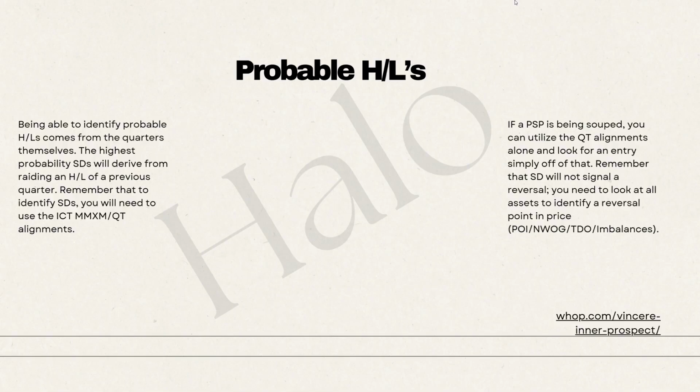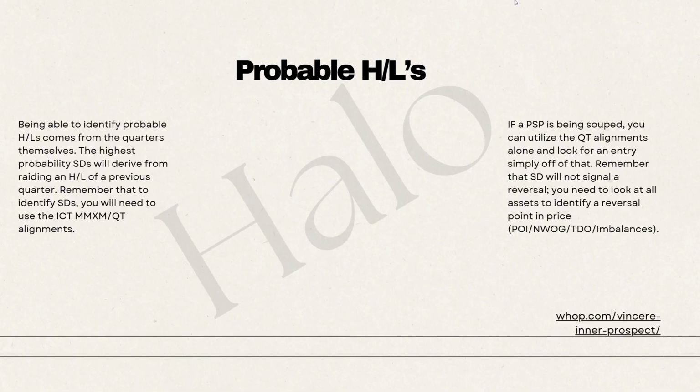Remember that swing divergence will not signal a reversal. You need to look at other assets to identify a reversal point in price. Remember, price will reverse when every single asset has met its objective, okay? A lot of the times people see, oh, YM's mooning, NQ's consolidating, I want to short NQ, and they get chopped out for 10, 20, 30 minutes, maybe an hour, maybe 2, maybe even 4 hours until YM hits its respective drawn liquidity. And then when it hits its drawn liquidity, or its POI, NWOG, true day open, imbalance, whatever it may be, then you see NQ and ES sell off, or NQ and ES hit their objectives as well.